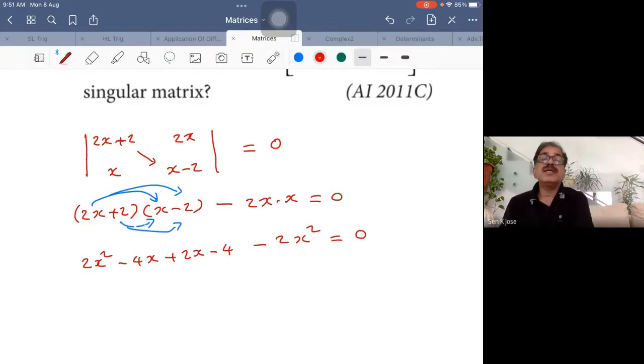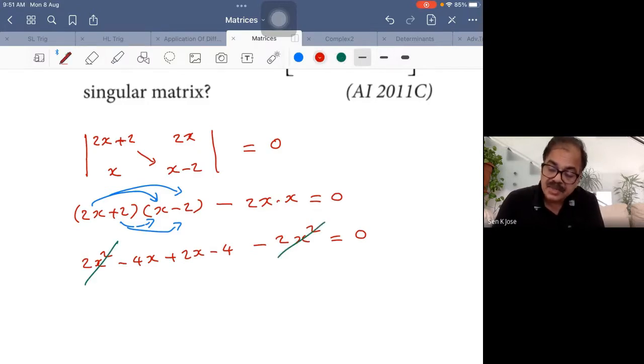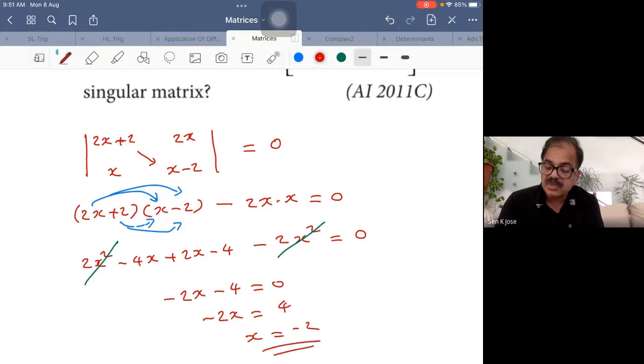I was expecting this to become a quadratic. Luckily, 2x squared and minus 2x squared is cancelling. So you have minus 2x minus 4 is equal to 0. Minus 2x is equal to 4, x is equal to minus 2. So the value of x is negative 2. Yeah?